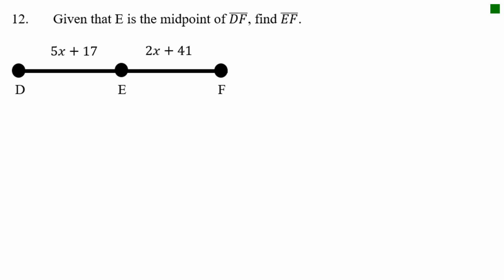Number 12. Given that E is the midpoint of DF, find line segment EF. First piece of information they give us is given that E is a midpoint of DF. So here's D.